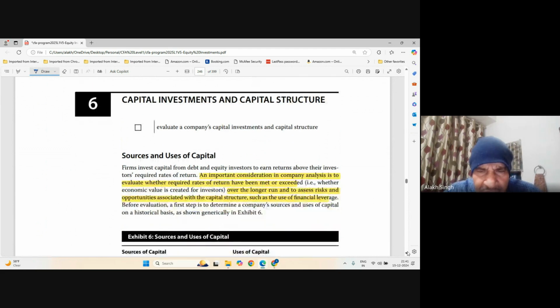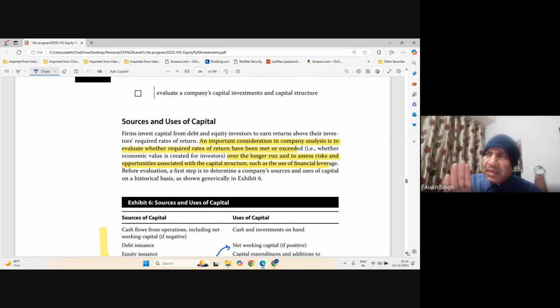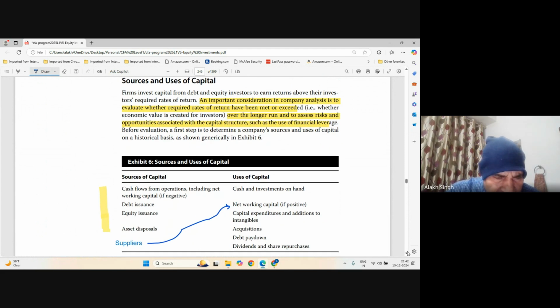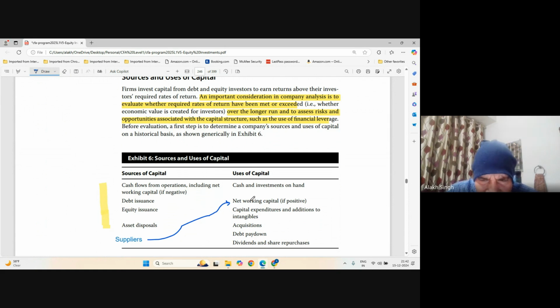And where will we use it? Is there any other source? Right now we discovered that suppliers can be an additional source. When we have negative working capital, they are also a source of cash. Though the book didn't write that, I wrote it because the book says that if net working capital is positive, that is a use of capital. If it is negative, then suppliers are also a source of capital.